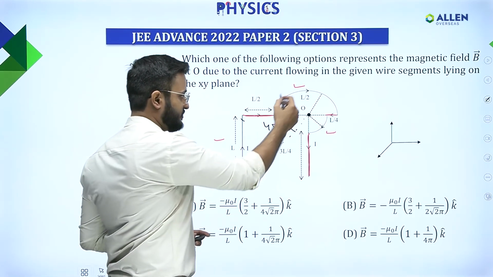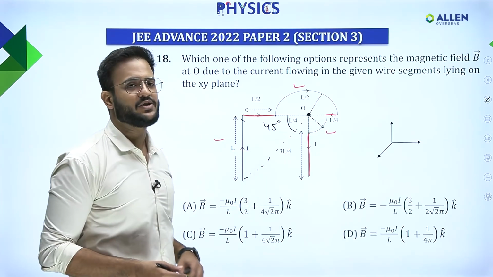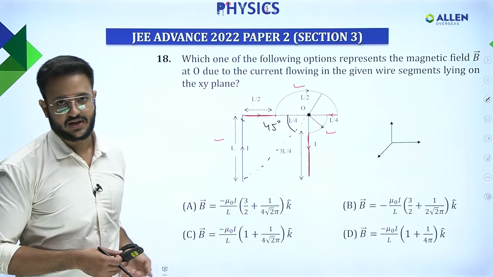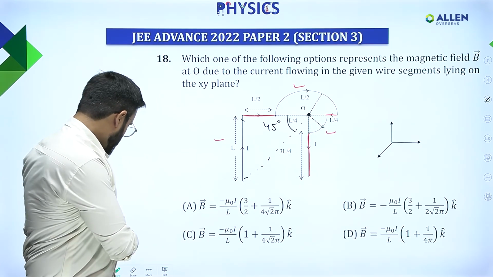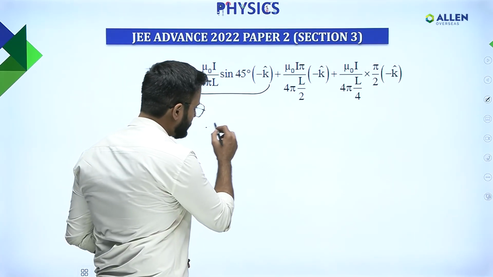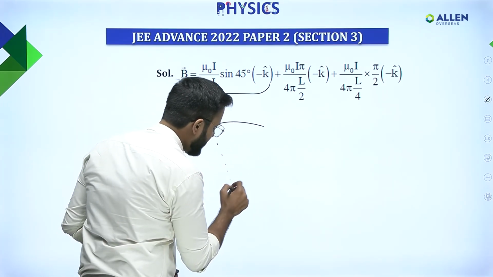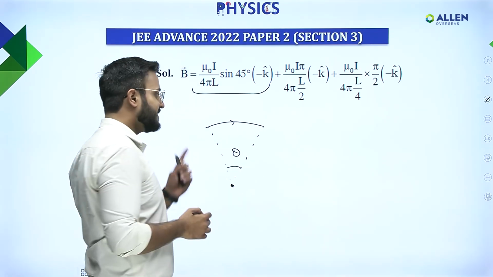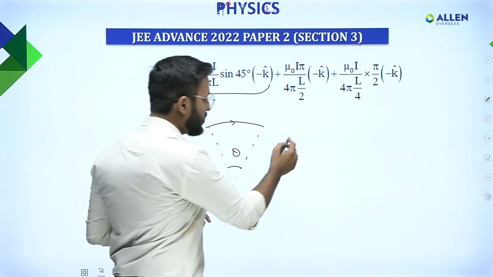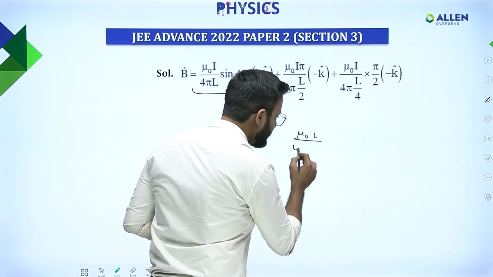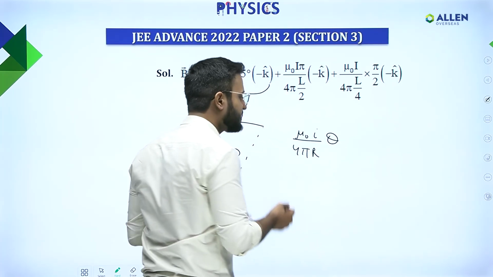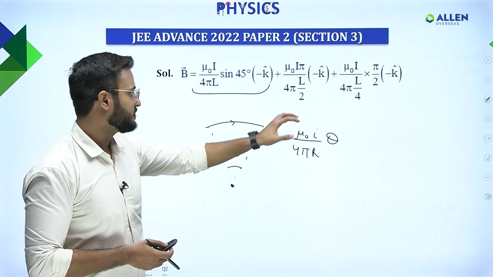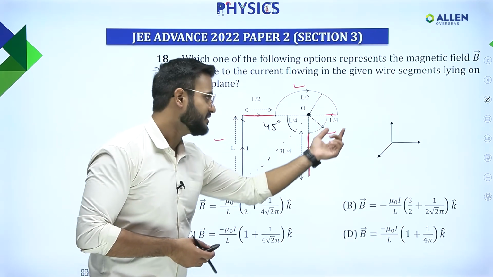Talking about this part and this part, these are basically parts of circles. This is a semicircle, and this is a quadrant of a circular arc. We know the formula that for an arc carrying current and subtending an angle theta, the magnetic field due to this arc at the center is mu naught I divided by 4 pi r into theta. So simply that formula is used over here. For this arc, this expression is written, and for this arc, this expression is written.